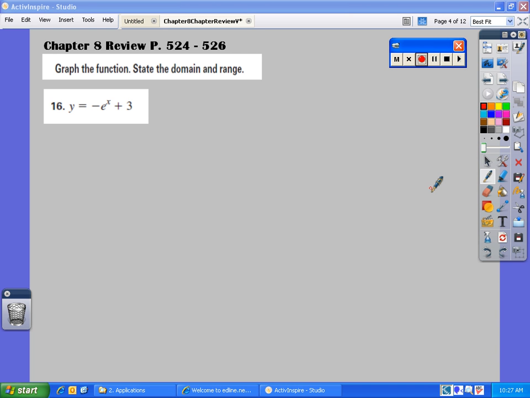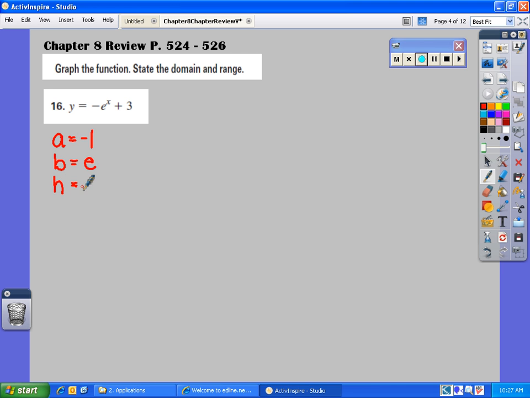In number 16, again, we are graphing a function. This is an exponential function, growth, natural base of e. Let's look at our parameters first. We have a equal to -1. This tells us we're going to reflect over the x-axis. Our b value here is e, or the natural base.